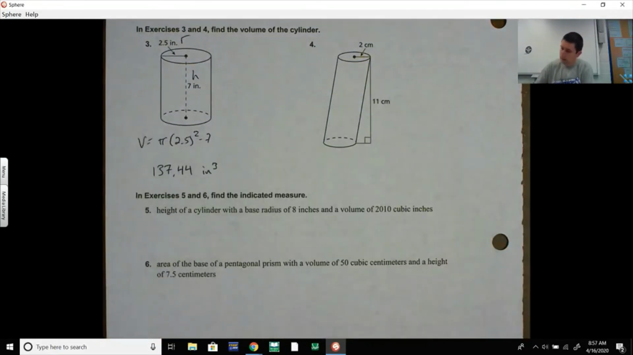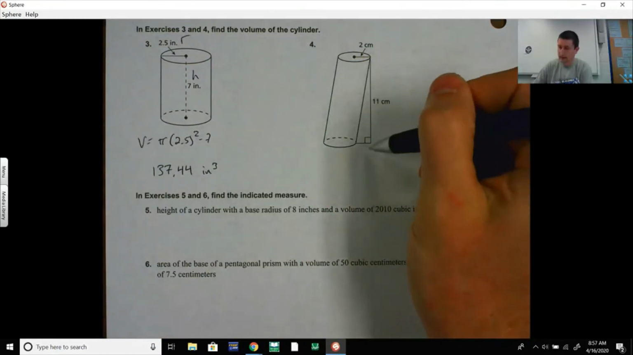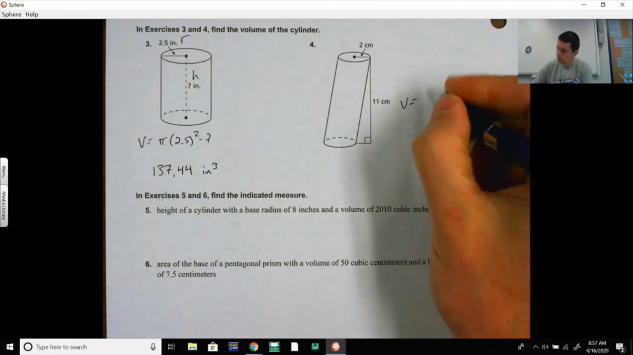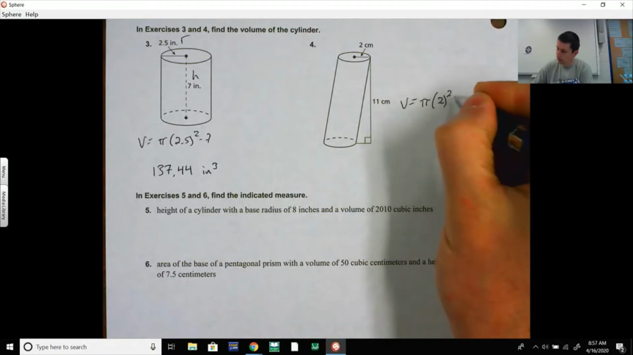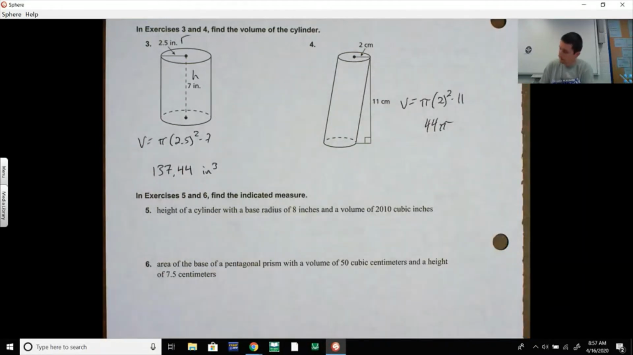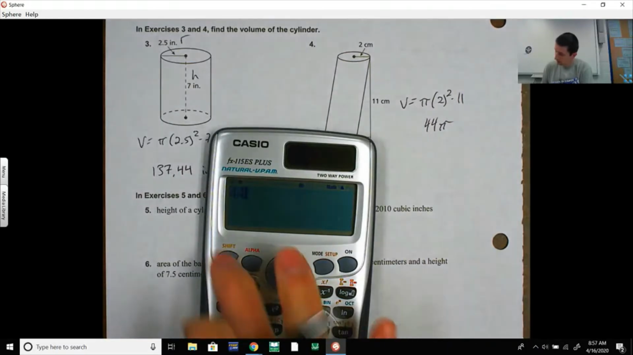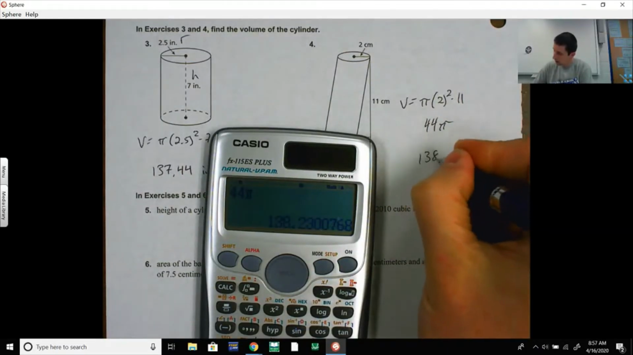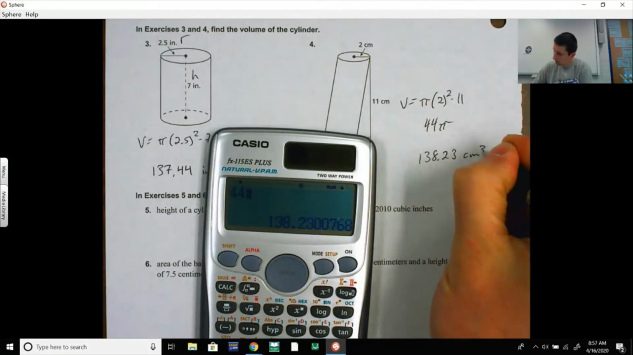Okay. Here you're going to use the 11. The 11 is the height of the object, it's the altitude. So volume equals pi times 2 squared times 11. So that's 44 pi. 44 pi is about 138.23. That'd be cubic centimeters there.